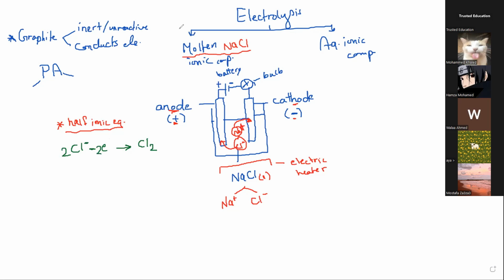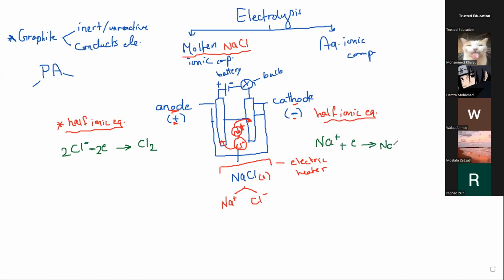Okay, what about the cathode? What is the half ionic equation at the cathode? It will be about the sodium ion. The sodium ion is going to gain an electron forming a sodium atom. Okay, why are they losing or gaining? What is my main objective from electrolysis? My main objective from electrolysis is to break down an ionic compound into its elements. I bring them back to their elements. So from sodium chloride I want sodium alone and chlorine gas alone. So I will pass electricity, which breaks them down into their elements.